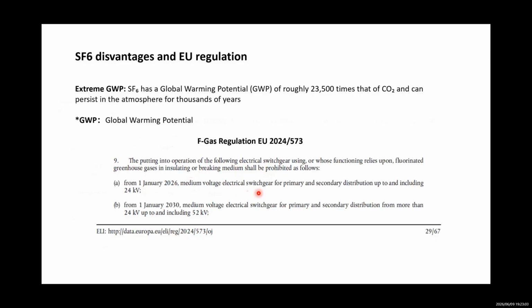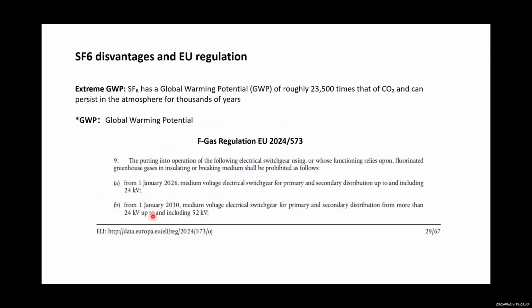That means all the PCS MV stations, including the MV switchgear, with voltage under 24 kilovolt should use SF6-free gas because of the environmental requirements.